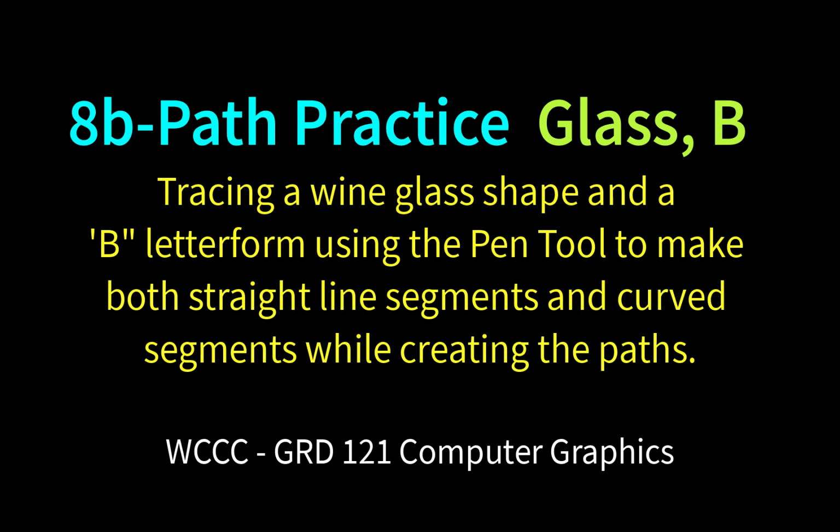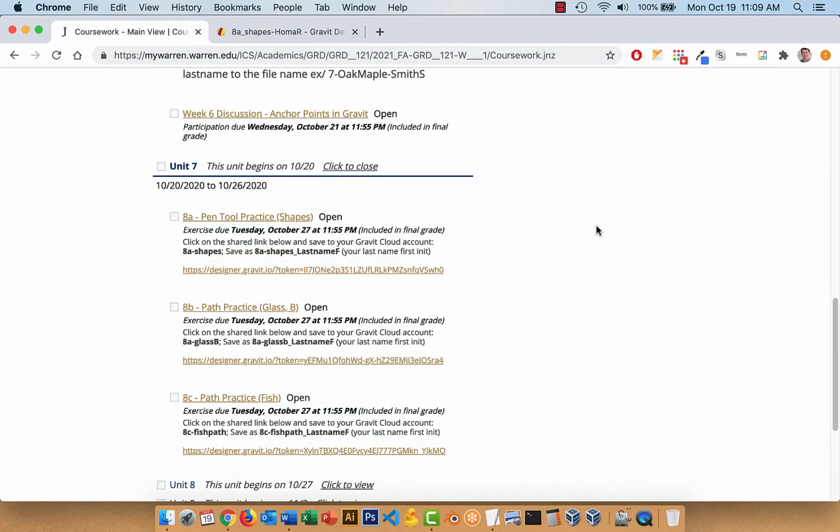And this one's going to be called 8B. This one will be tracing more obvious shapes instead of just circles and round corner triangles and things like that. There'll be a glass and a logo letter B. So let's get started. This is the shared link.